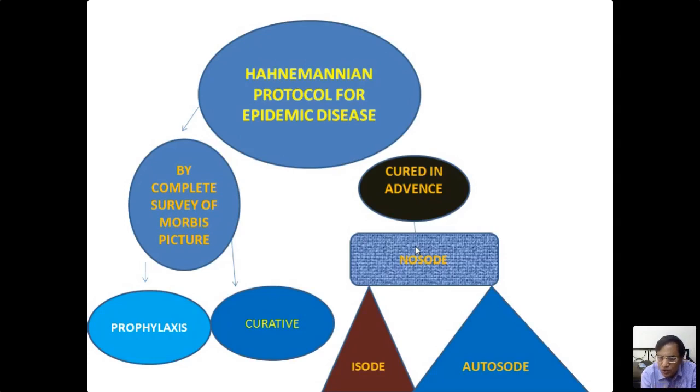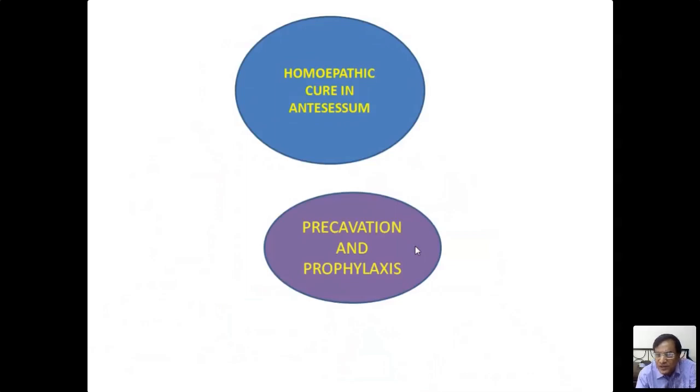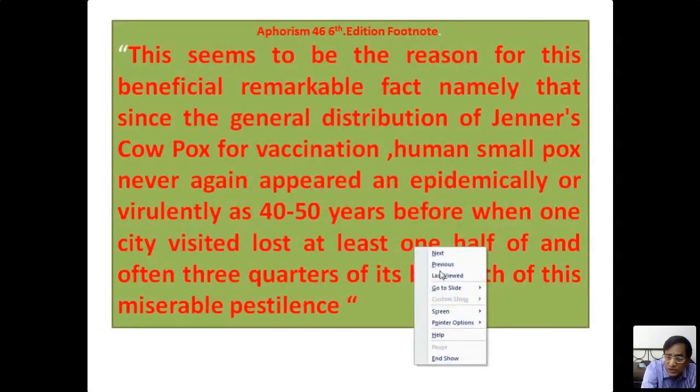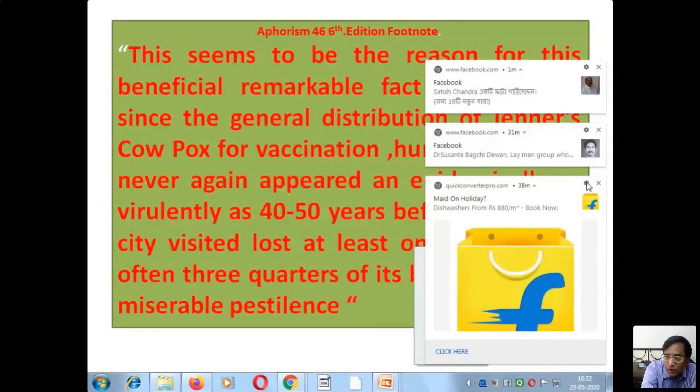We have isodes and autosodes. When there is a question of prophylaxis, when there is a question of immunity, obviously it directly involves raising the immunity. And again, in the Organon, homeopathy cure, provocation and prophylaxis are mentioned in many parts, in the appendix chapters, and these terms in the aphorisms. That is not discussed, and therefore we should know this in the proper way.